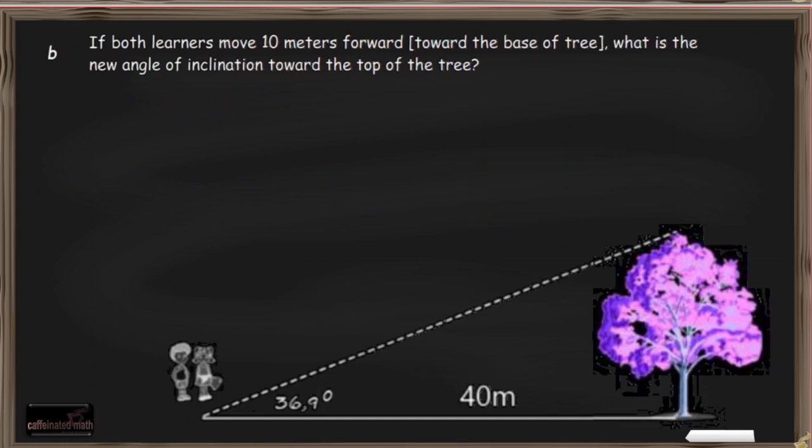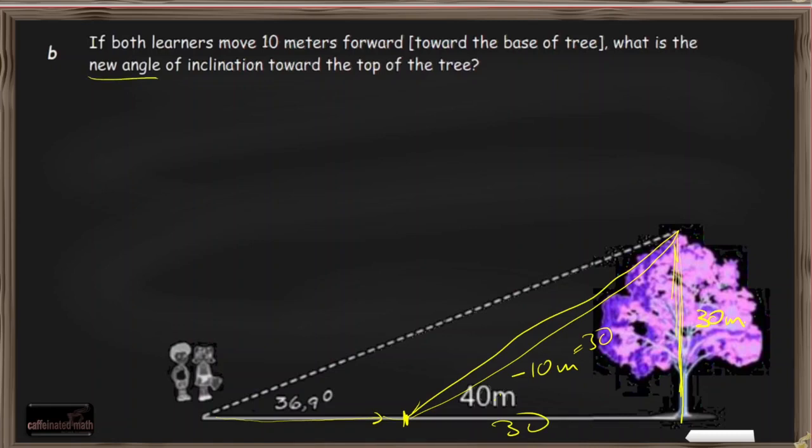Right, now we've established that the tree is 30 meters in height. Now, if both learners move forward by 10 meters, and this diagram is obviously not drawn to scale, that means 40 minus 10 meters is equal to 30 now. So this distance will be 30 meters. What do they want? They want the new angle of inclination. So they want this angle.